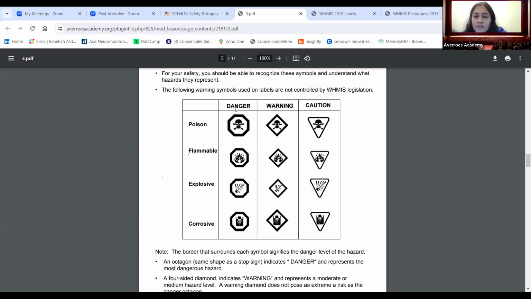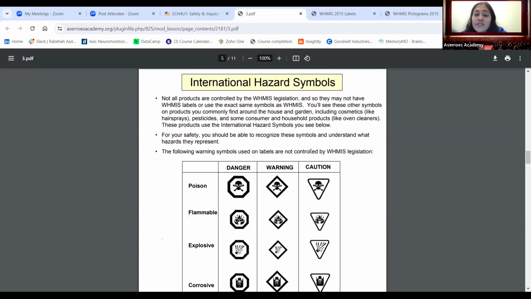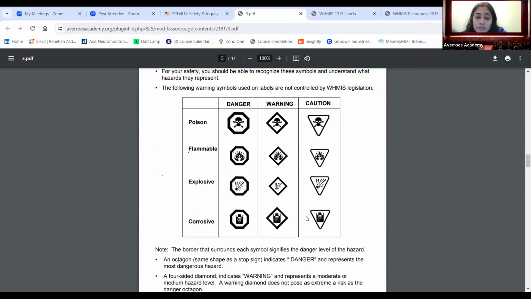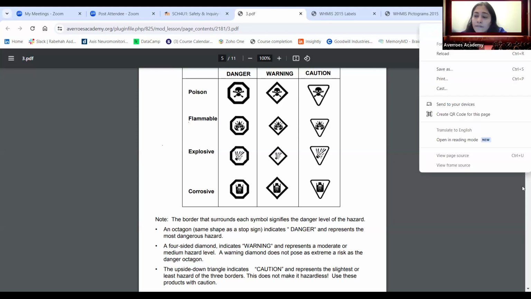And then we have the degree of hazards, which is danger, warning, and caution. So if it's a very, very strong chemical, it can be corrosive. And if it's a diluted chemical, they might put a caution symbol on there. Warning is kind of in the middle, the degree of hazard, and it'll be in a diamond shape.